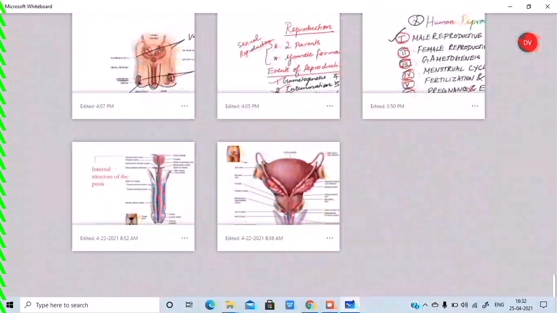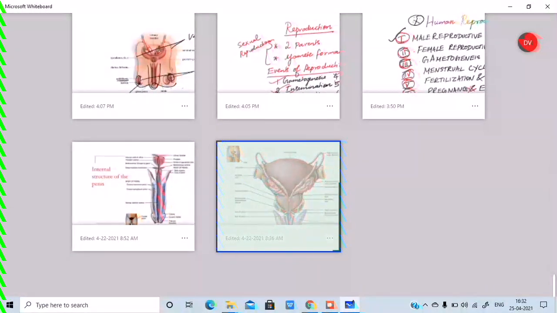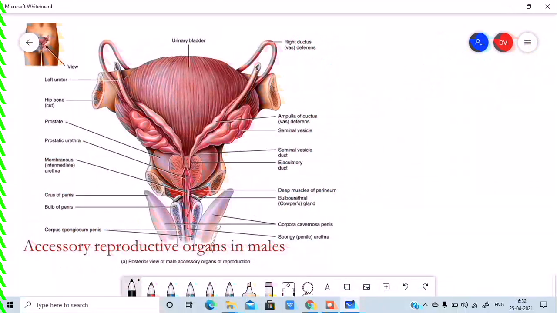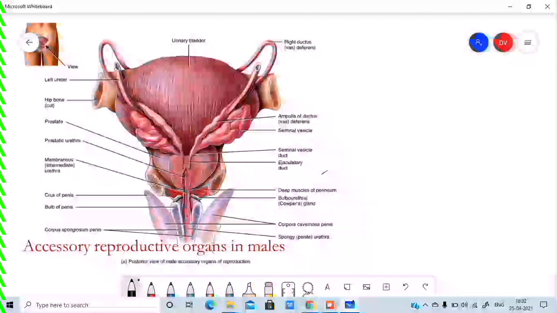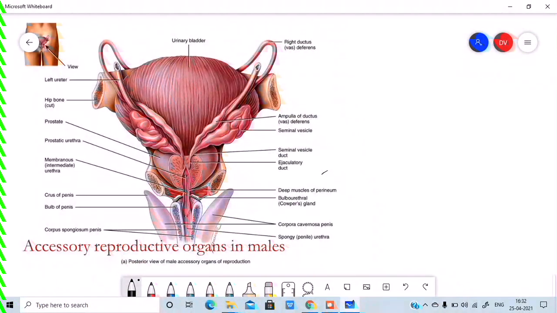Now, this beautiful picture will make everything clear. So you guys now know about the seminiferous tubules, the rete testis, epididymis, the vas deferens and the ejaculatory duct. So that is about the duct system.